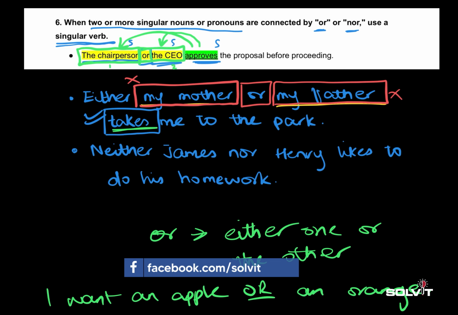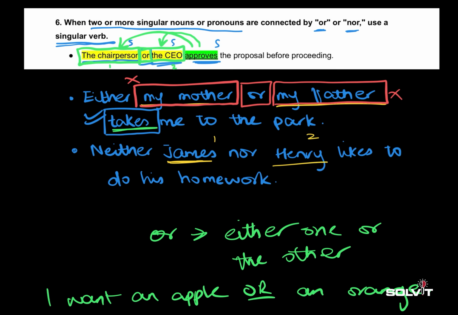So our subjects over here are James, number one, and Henry, number two. Our verb is likes, likes to do his homework. So again, we're going to apply the same concept over here, and also notice that the two subjects are being connected by the word nor, okay? So think of it like we're talking about one person. Let's omit the second subject. Let's imagine for a second that it's not there.